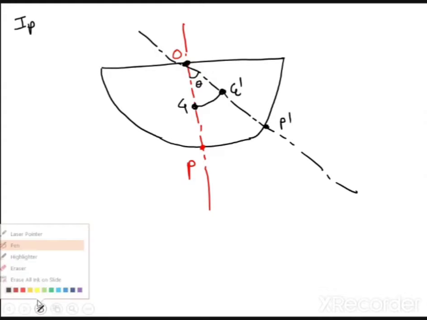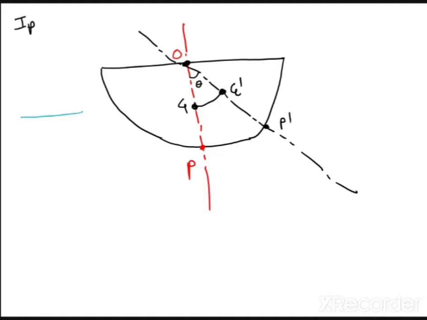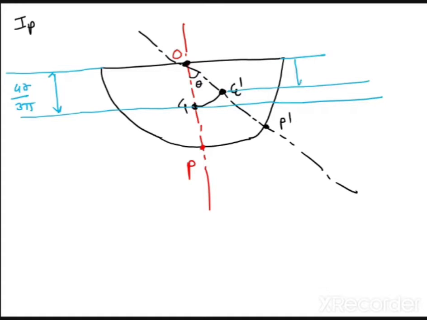Now to understand this small analysis, let me explain that this distance is 4r upon 3 pi. So can anybody tell me what will be this distance? Yeah, I want this distance now. This distance will be h. Now this becomes a problem of a simple pendulum.